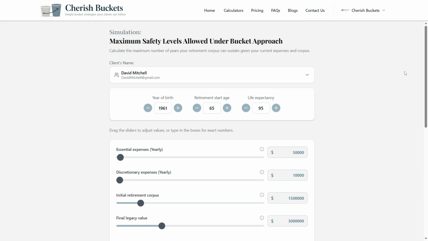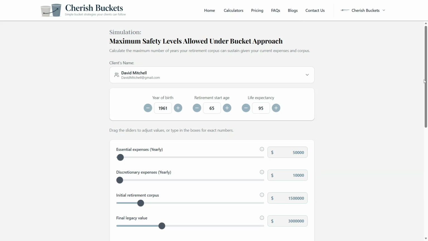Suppose you have a retirement portfolio of $1.5 million, a desired legacy of $3 million, and inflation-adjusted retirement expenses of $60,000 per year. Let's see how much protection we can afford if we manage everything as a single portfolio. We'll use the maximum safety levels allowed under Bucket Approach Calculator.